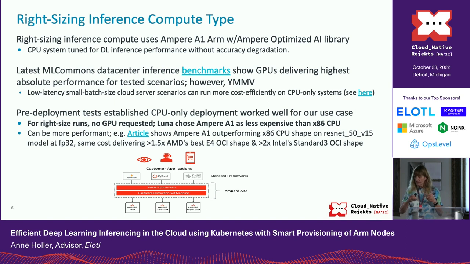Low latency, small batch size cloud server scenarios like ours ran more cost efficiently on CPU only. So pre-deployment testing for our workload showed that was the case. And so for our right size runs, we did not request any GPUs. We just requested CPUs, and Luna chose the ARM A1 instance as being a cheaper CPU system for the resources requested than the x86.